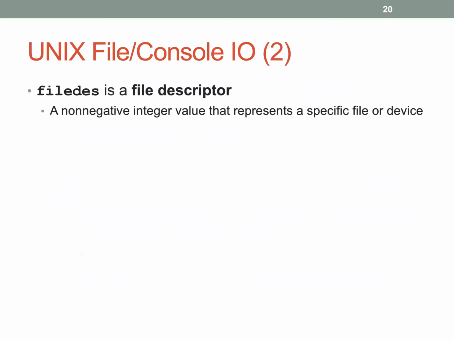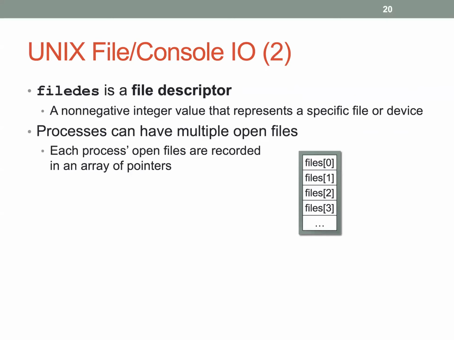And as I say on the slide, it is a non-negative integer, so it can be 0 or larger, that represents a specific file or device. Now, you all know that programs can open multiple files, and the way that those are managed in Unix systems is that the files themselves are referenced by a number. And that number is simply the index into an array of file details that the kernel is keeping track of.